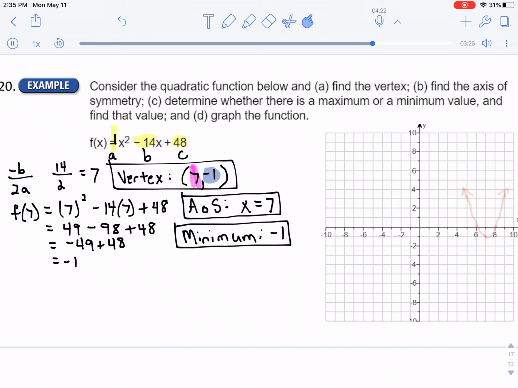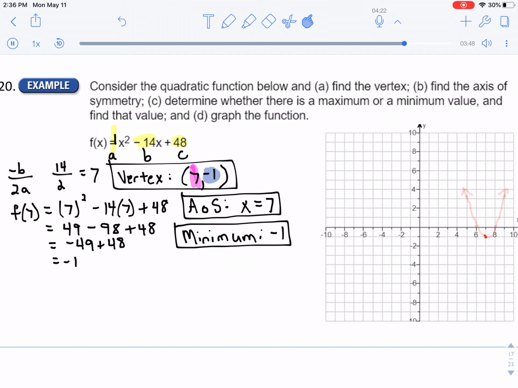So our vertex is at 7, negative 1. And it goes up. Now, since the a value is 1, it's a pretty easy parabola to graph. You could make a t-table if you're not sure, but since it's a value of 1, if the a value were anything else, it would change.